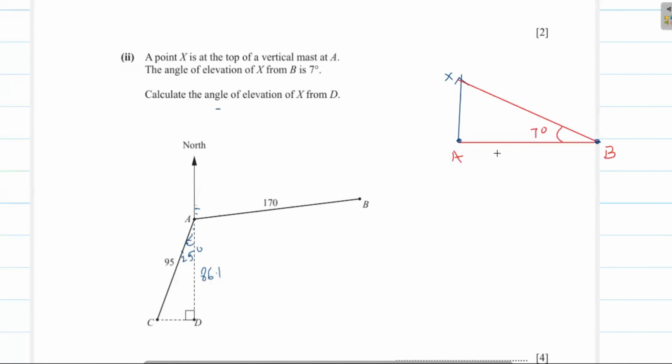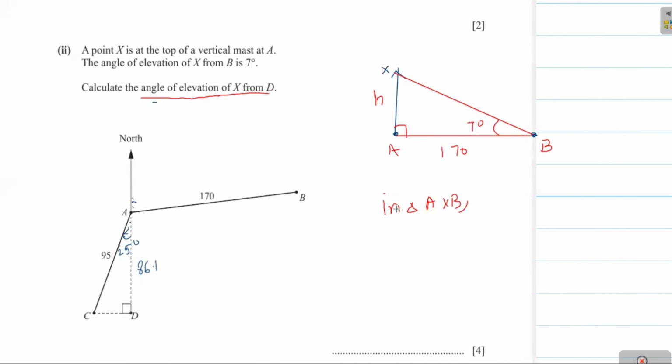Next, you see here AB is already given here as 170. Now we can find the length AX, we name it as H. Now in triangle AXB, you see here, this is the opposite side and this is the adjacent side. Now tan 7 degree will be equal to opposite over adjacent, H over 170.